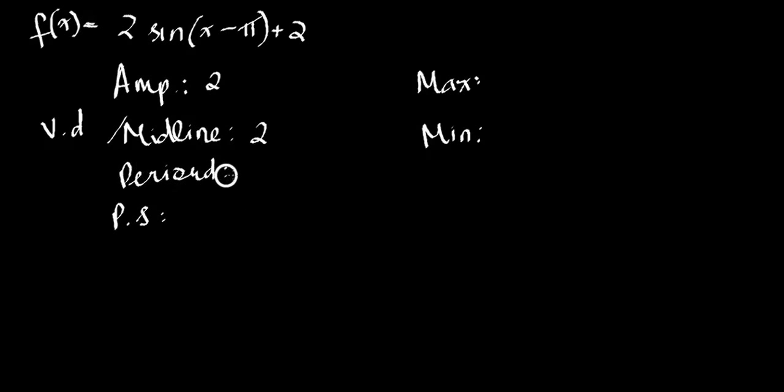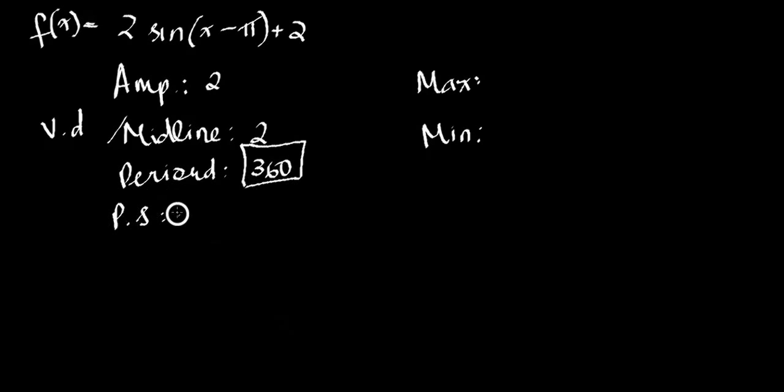Alright, the period is 360 divided by the value in front of the x. Well, we have nothing here. There would be a number in front of the x, or it's factored out, but there would be something in front. And if there's nothing in front, then that means our period is simply 360.